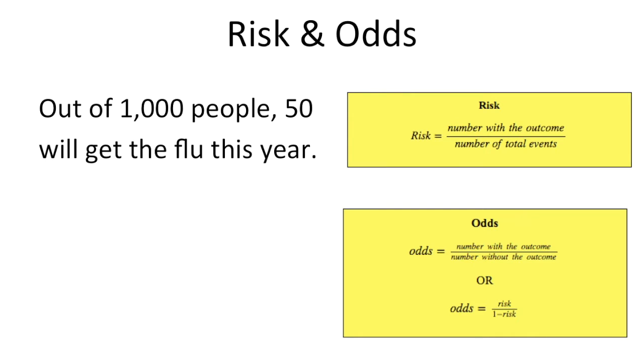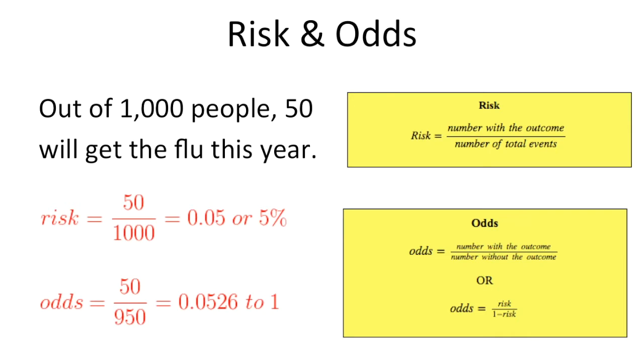Out of 1,000 people, 50 will get the flu this year. The risk of getting the flu is 50 divided by 1,000, which equals 0.05 or 5%. Odds, on the other hand, are equal to 50 divided by 950. So the number who will get the flu over the number who will not get the flu. This equals 0.0526 to 1.